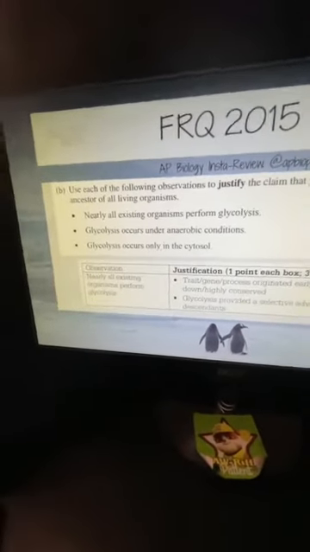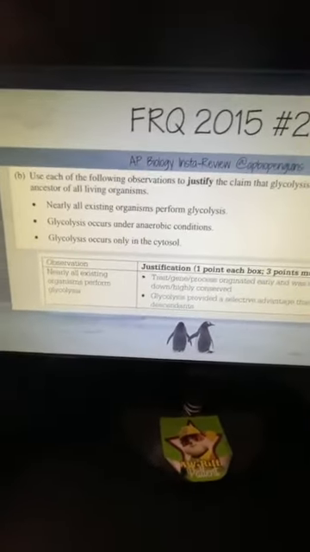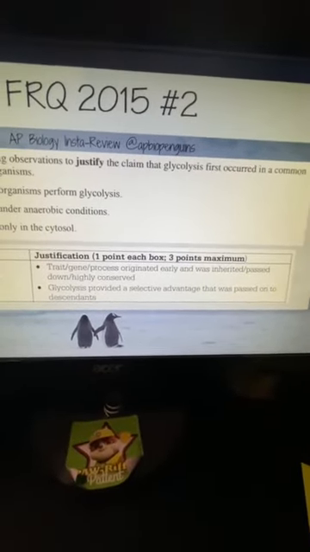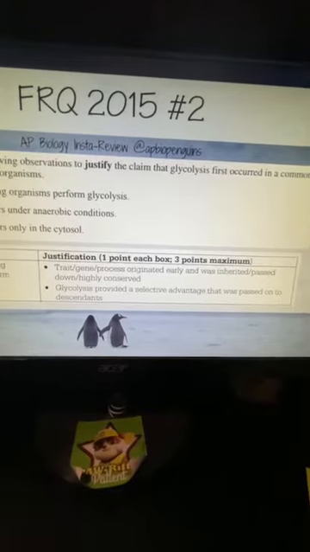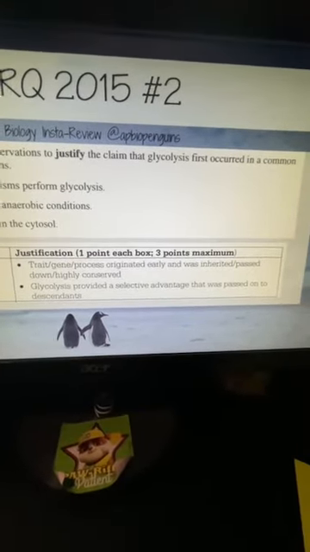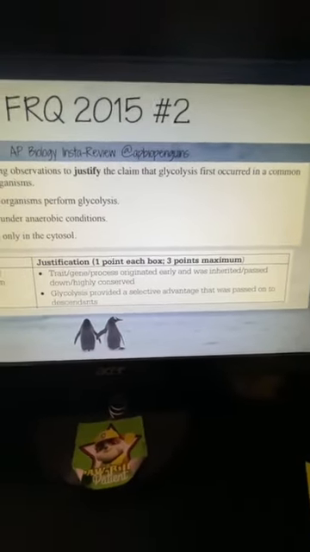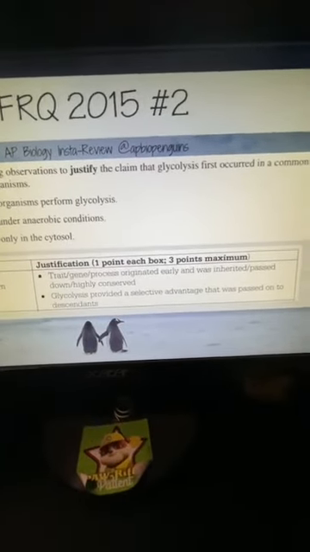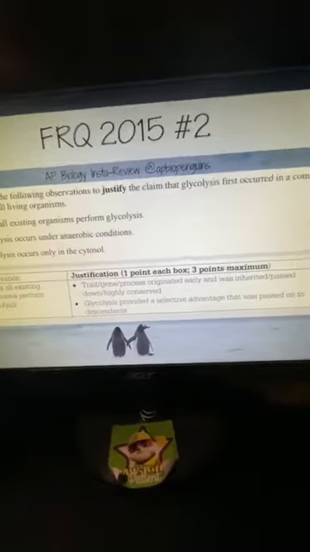So if you look at this, you can say, okay, well, since it occurs in all organisms, it must be due to natural selection. An organism out there was more likely to survive because it was able to make this ATP. And since it was able to survive, it passed down that trait. So this trait has been inherited, passed down from generation to generation. The second part, looking at anaerobic conditions.